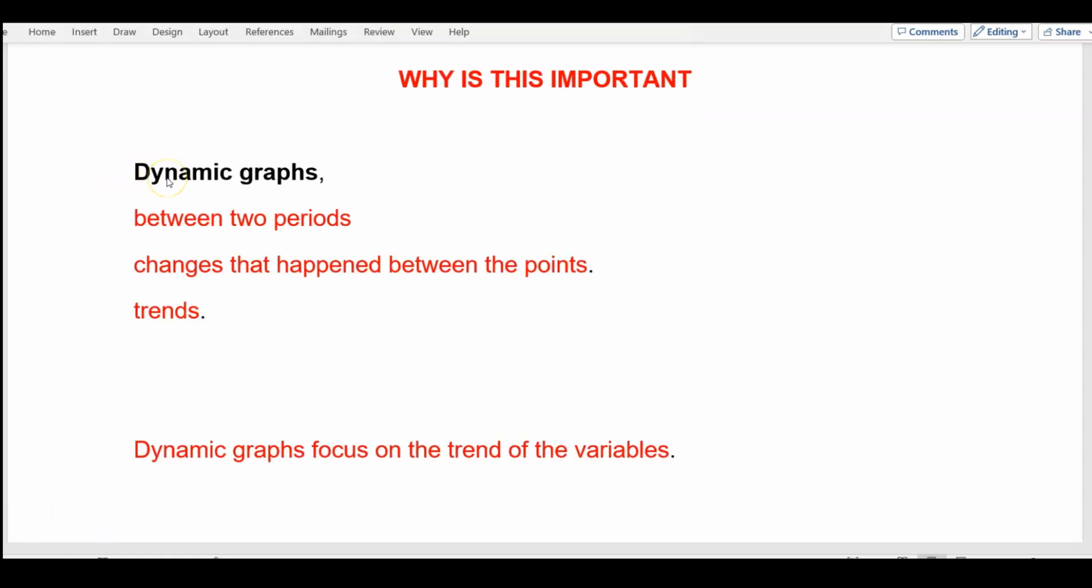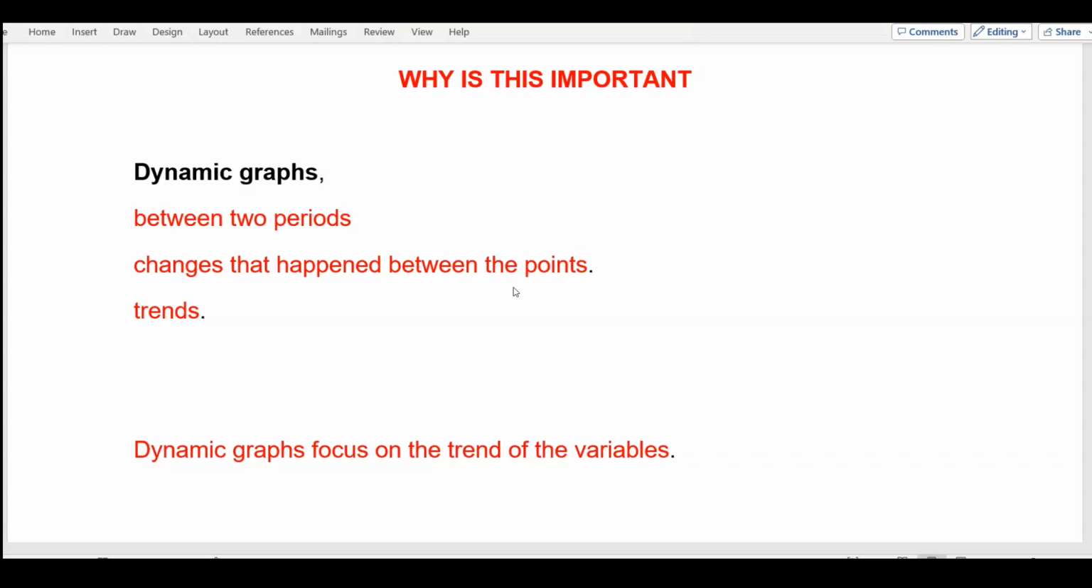When you are looking at dynamic graphs, as stated before, they are found between two different timelines. Okay, so you are actually bordered between two periods. So we have to look for the changes that happen between those 2 points. So if we state that we want to look at the number of people that visited a particular tourist attraction, okay, between Monday and Friday.